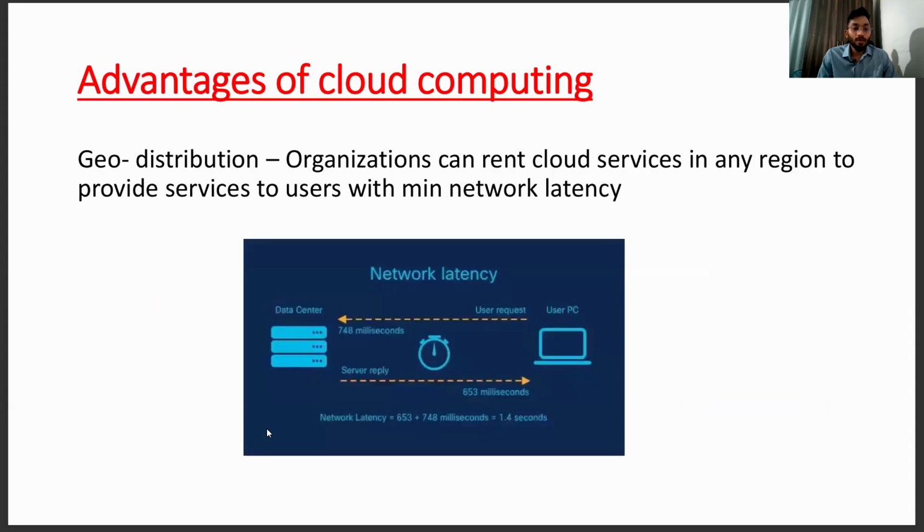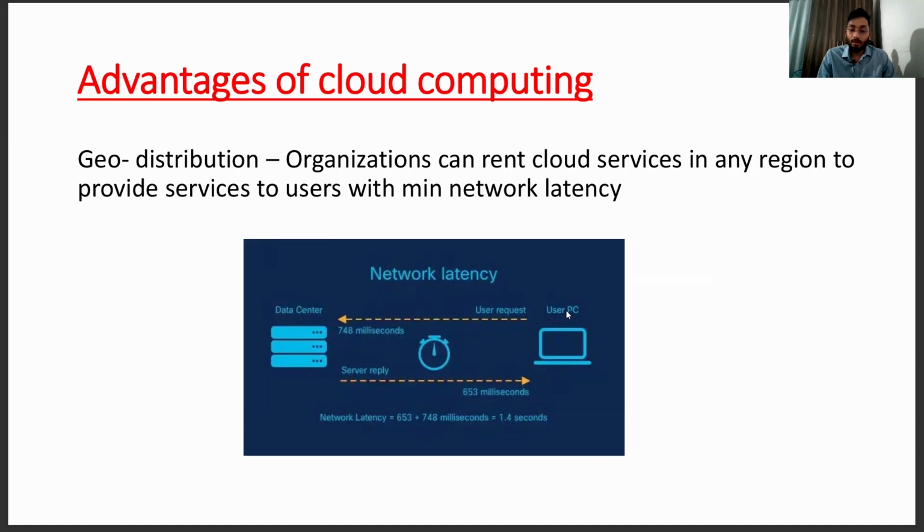Moving on to the next advantage, geo distribution. Organizations or companies can rent cloud services in any region to provide services to users with minimum network latency. So what do I mean is, same example. Suppose you are using the Amazon app, you search for laptop. Okay, I want laptops, and it starts showing the laptops. But whenever using any app, you would want the page to load faster, and that's called network latency. Network latency is basically the delay or time taken for the data to reach from one point to another.